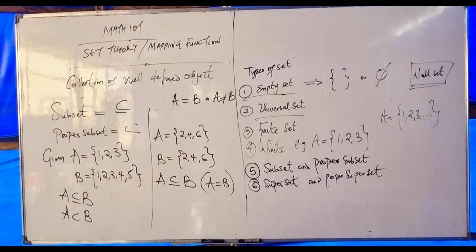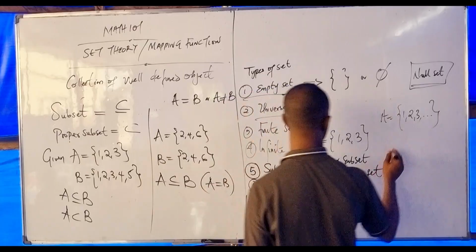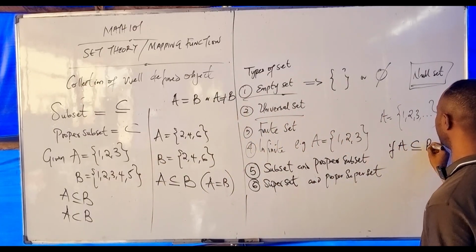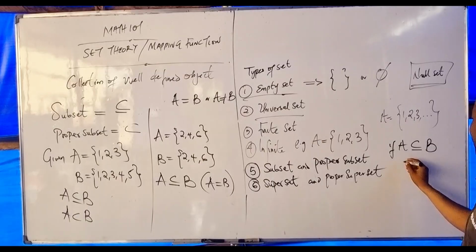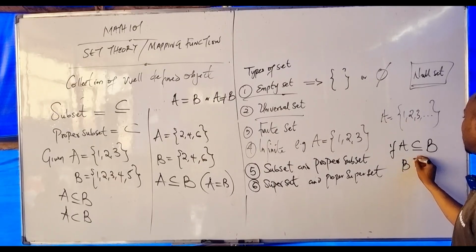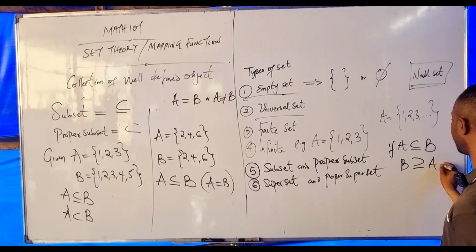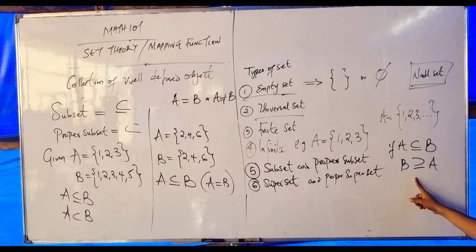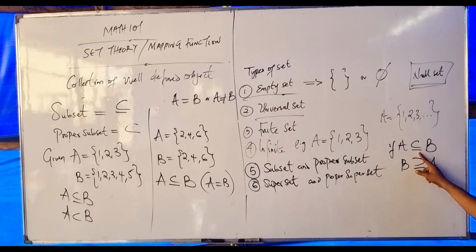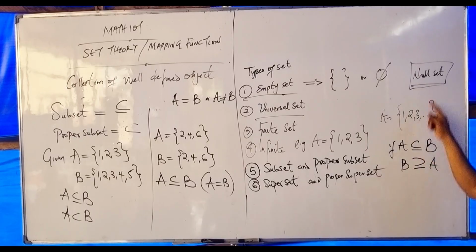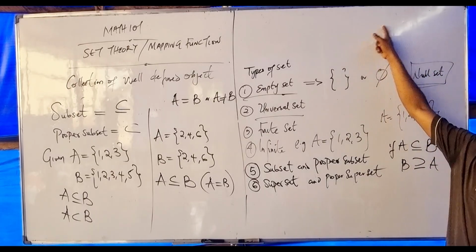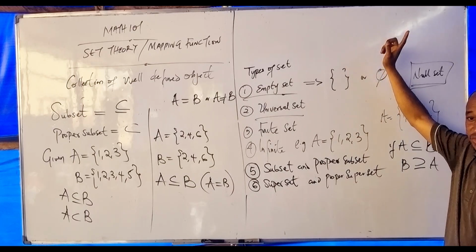If A is a subset of B, that implies that B is a superset of A. The symbol for superset is this. Please take notes. This symbol is for subset. Subset means this. When you reverse that, this will become a superset. Is that clear, somebody?